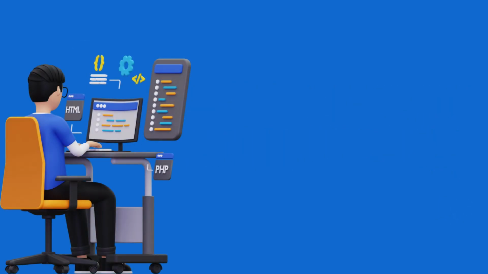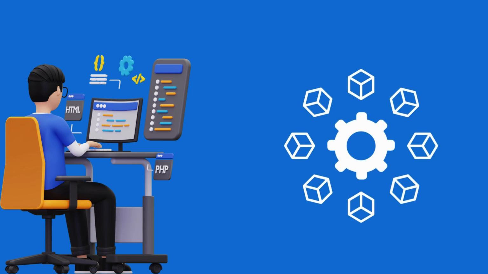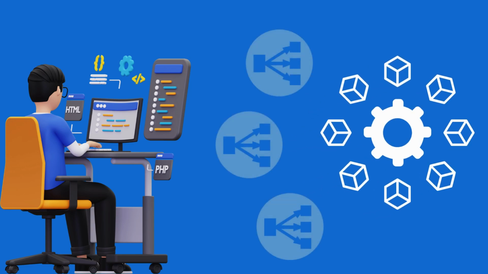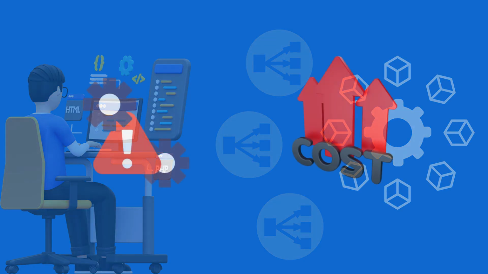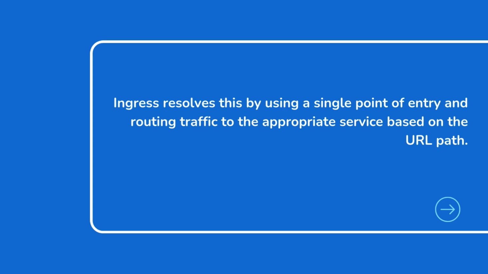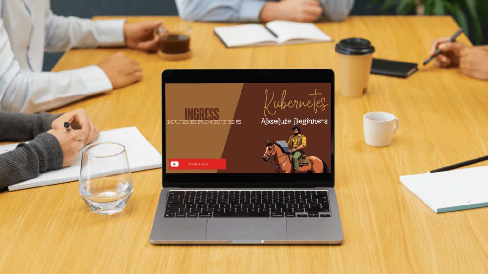Imagine you are running a web application with various microservices such as front ends, back ends, and APIs. Without Ingress, each service would need its own load balancer or NodePort, which could lead to inefficiencies, higher cost, and complexity in routing traffic to the right services. Ingress resolves this by using a single point of entry and routing traffic to the appropriate services based on the URL path. However, we will create a separate video on Ingress as it's a complete, bigger topic, and we will add it to this playlist.